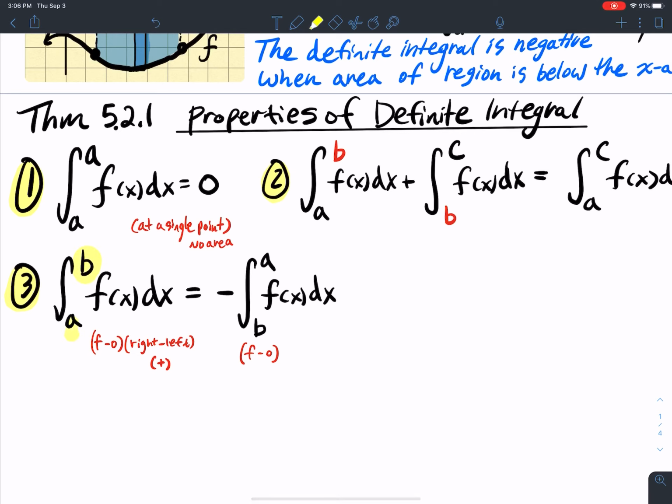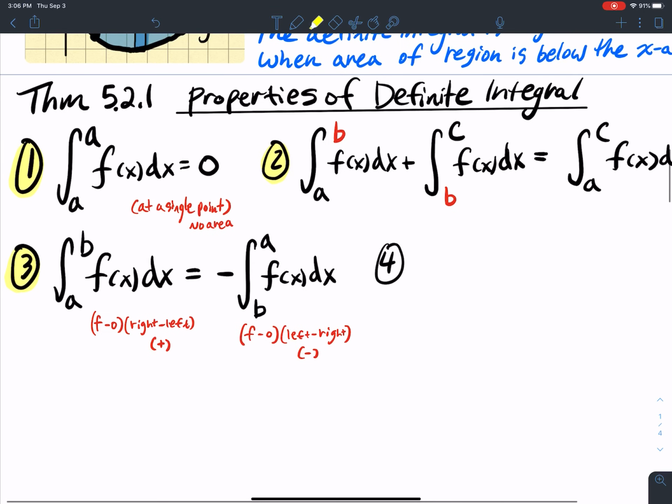So if you switch the bounds, you better put a negative out front, okay? Because what we're saying here is the function stays the same. However, the dx changes from left to right, which picks up that negative sign there. Okay? So just in general, if I have f of x from a to b, and I want to switch the limits of integration to be from b to a, then I need to put a negative sign out front.